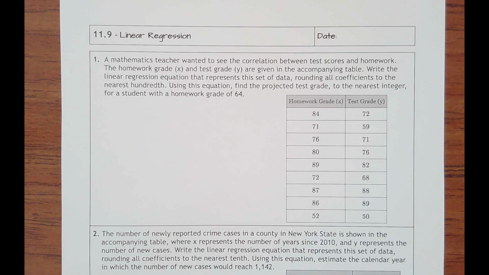Lesson 11.9 is called Linear Regression. A mathematics teacher wanted to see the correlation between test scores and homework. The homework grade is the X and the test grade is the Y, given in the accompanying table. Write the linear regression equation that represents the set of data, rounding all coefficients to the nearest hundredth.